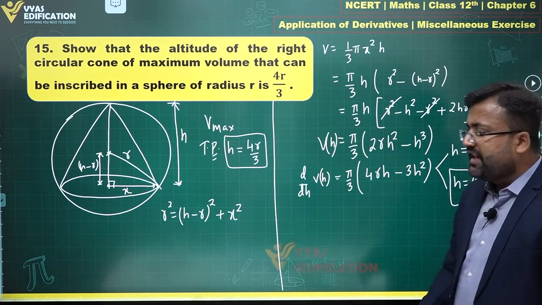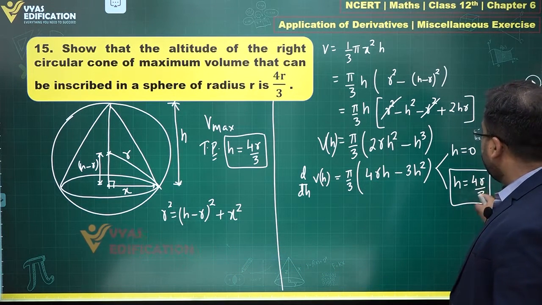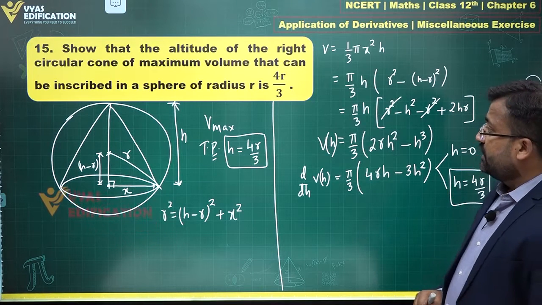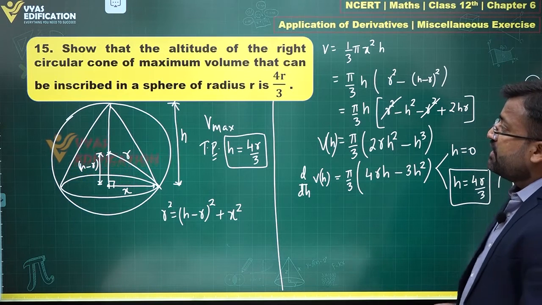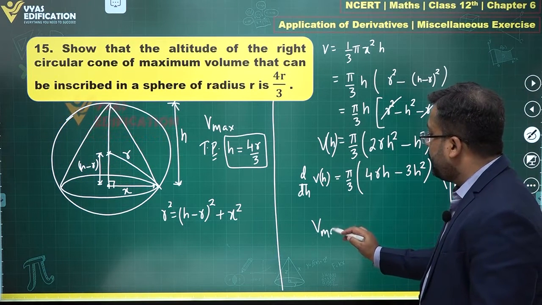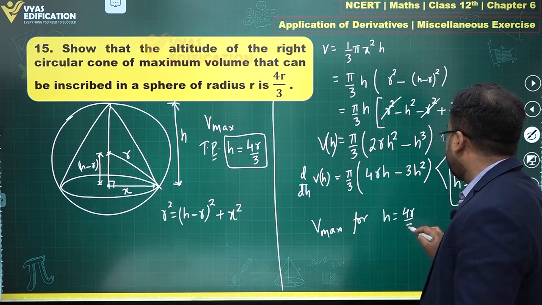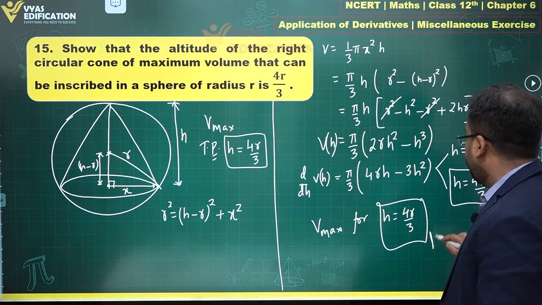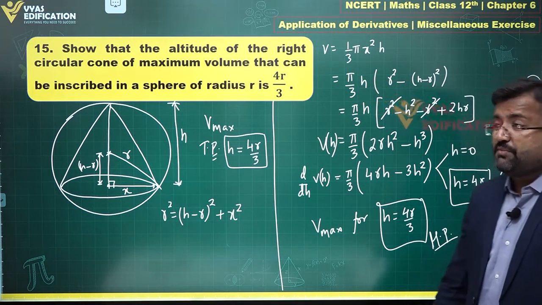Although you can talk about the double derivative as well, that the double derivative will become 4r minus 6h, and this will be negative for this one. Sorry, this will be negative, yeah. So there will be a maximum at this particular point. So volume maximum occurs, V max, for h equals 4r by 3, and this is what we wanted to prove, right or not? Yes, this is what we wanted to prove. That's the complete proof of this particular question.